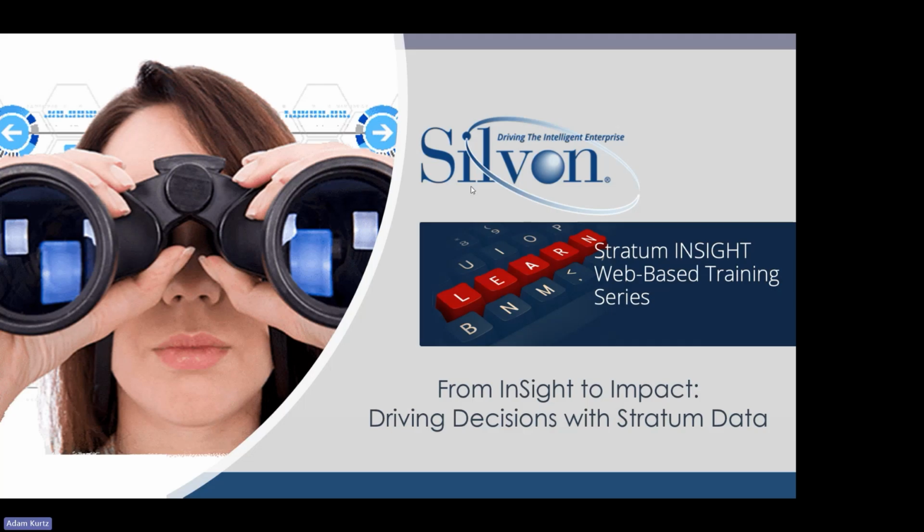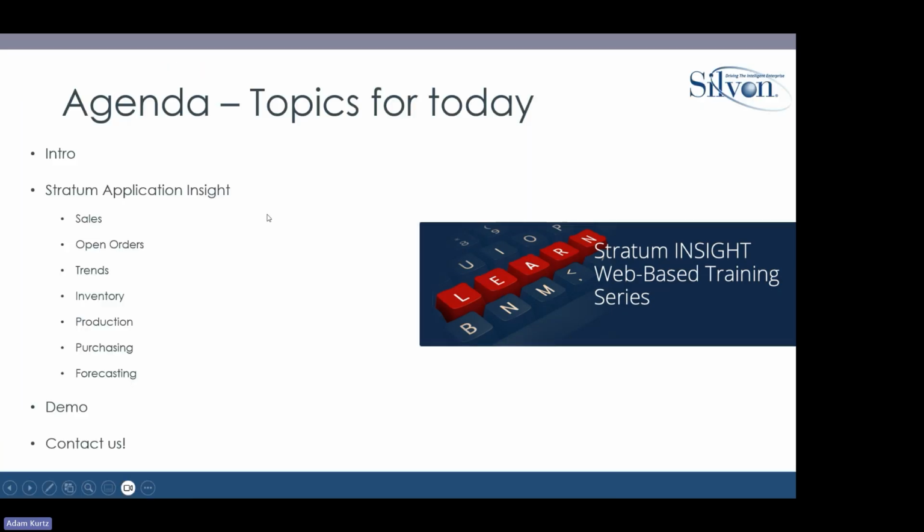Welcome, everyone. We're going to talk today about driving decisions with Stratum data. Basically, we'll be talking about how Stratum can help you with its application content. We'll be looking at examples today about sales, open orders, trends, inventory, production, purchasing, and forecasting. So basically, a holistic view of how Stratum can help your enterprise.